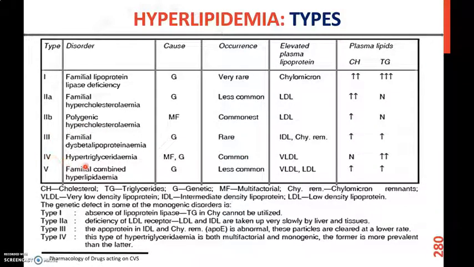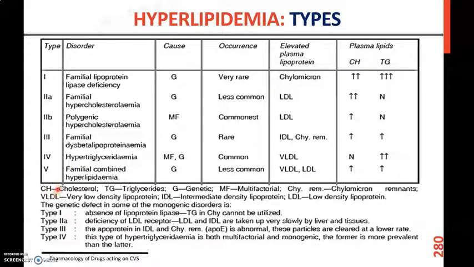And coming to type 4, it is also known as hypertriglyceridemia. Causes are multifactorial as well as genetic. This is a common form of hyperlipidemia. There will be an increased very low density lipoprotein in case of type 4, and there will not be any increase in cholesterol level, but there is an increase in triglyceride level in case of type 4 hyperlipidemia.